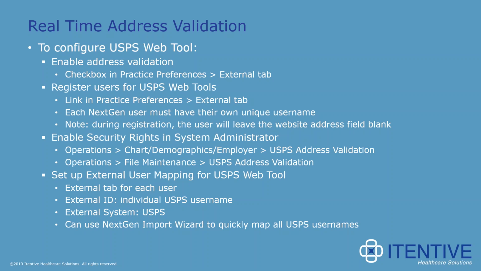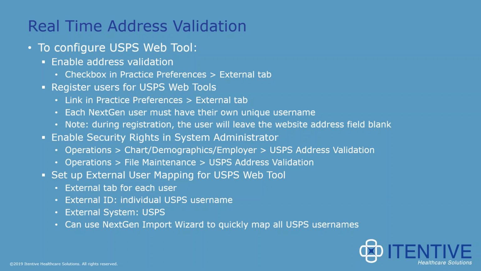Then you enable security rights in the system administration. So in operations, your chart demographics user, USPS address validation. Then in file maintenance, you go to that area. Then you set up your external user mapping for the web tool. So there's an external tab for each user. Think about your users. If you have a lot of users that are doing file maintenance or patient registration or wherever you're using this, that can be onerous. So every user must be added.